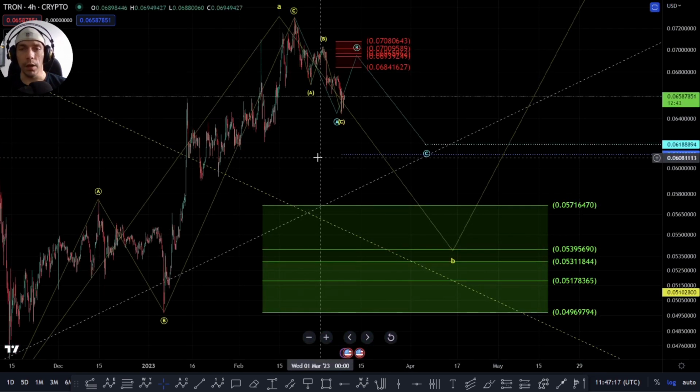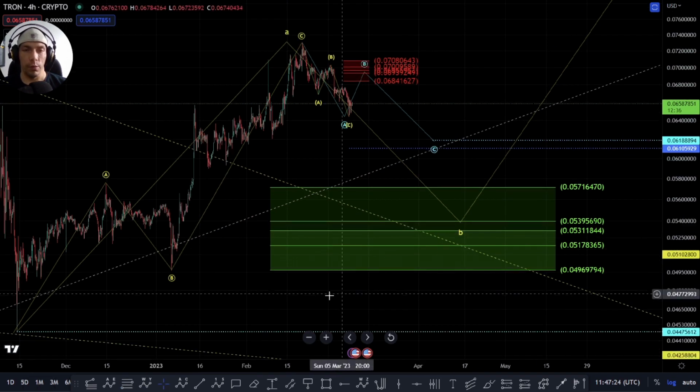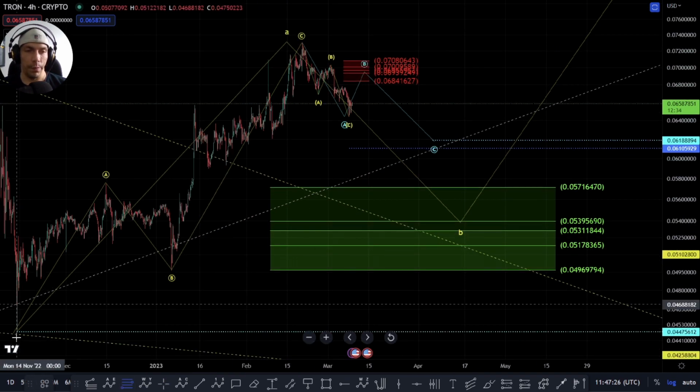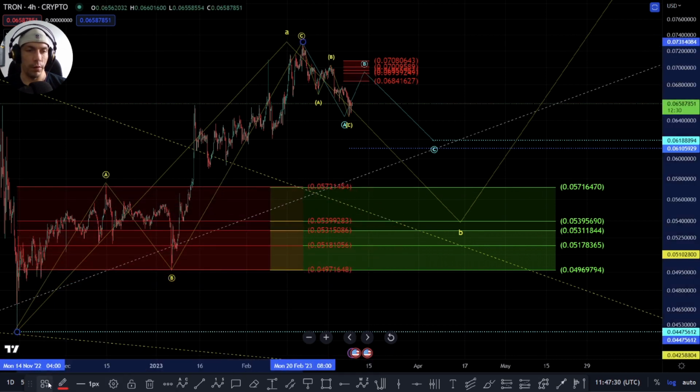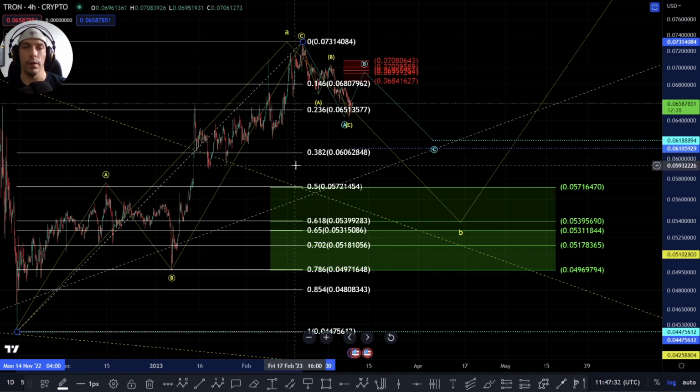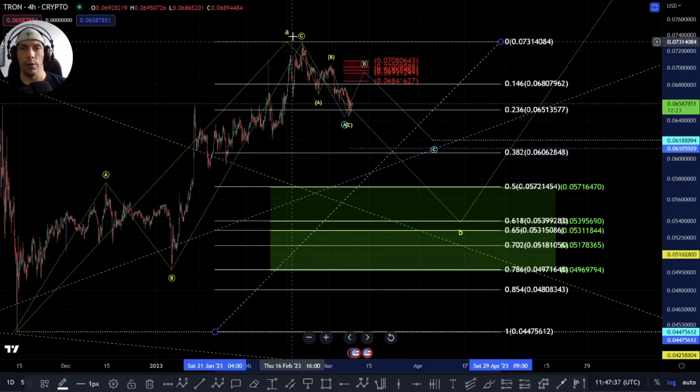So if we do move into that zone, it would be that we would come back down to the 382 and not that 50%. It would be a very shallow retracement at that point. I just want to throw this onto a regular. Yeah. So that could tie in with coming back to the 0.382.